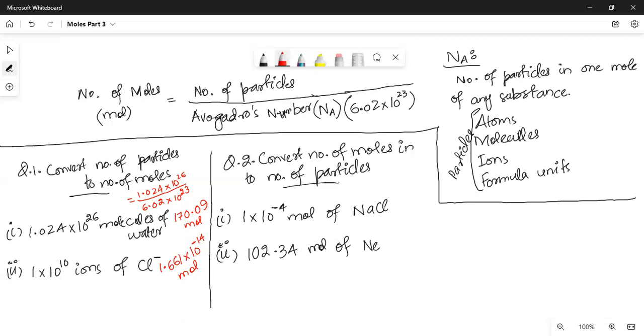In the second question, remember the denominator and number of moles are multiplied by one another to get the number of particles. So it's pretty simple. Whatever value I've written in the question, multiply it with 6.02 into 10 raised to the power 23. So it's going to be really easy for you.